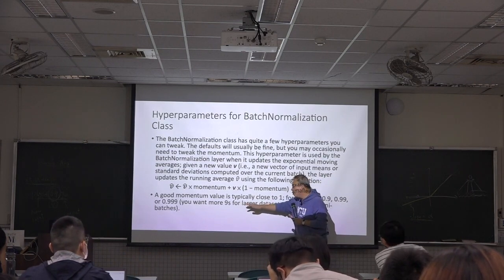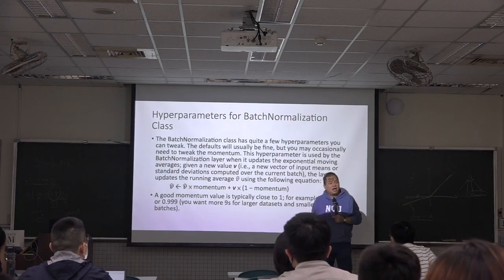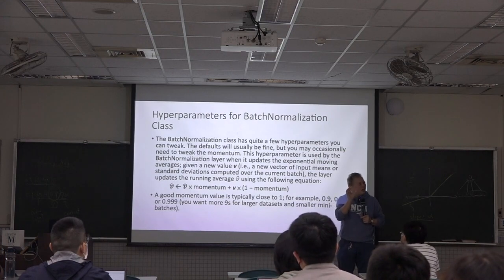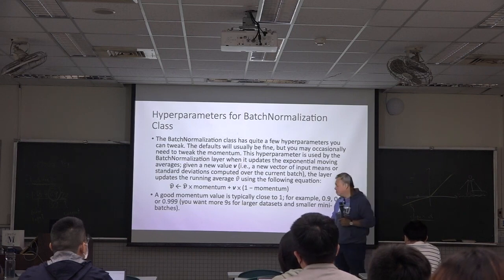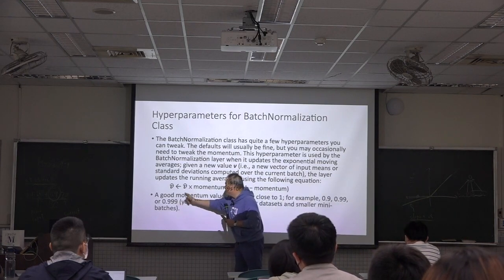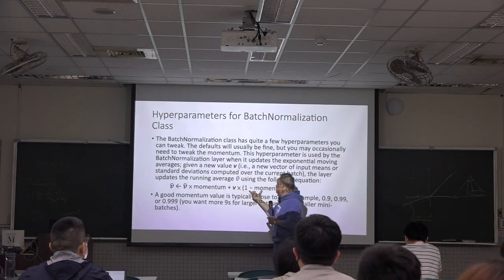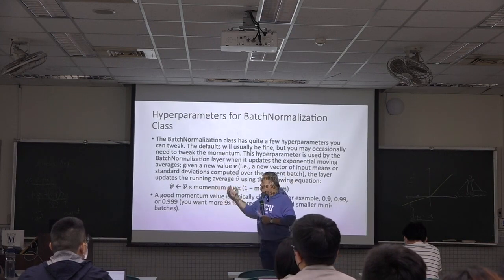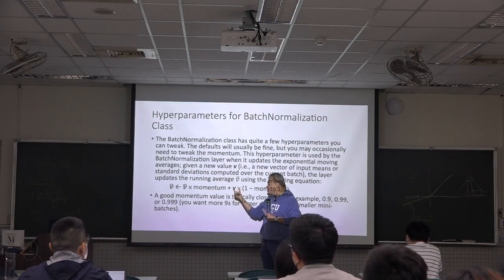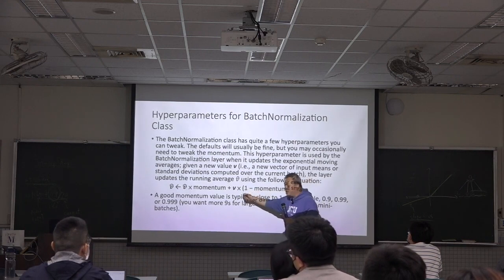Basically, you want more nines for a larger data set and smaller mini batches. Because a smaller mini batch is just a new set of instances, its values are not that trustworthy, so you put a lower weight on it. If it's 0.999, then you put that weight on the current estimate, and the new sample, compared to the whole population, is relatively small and not that stable. So 1 minus, for example, 0.99, gives a much lower weight.